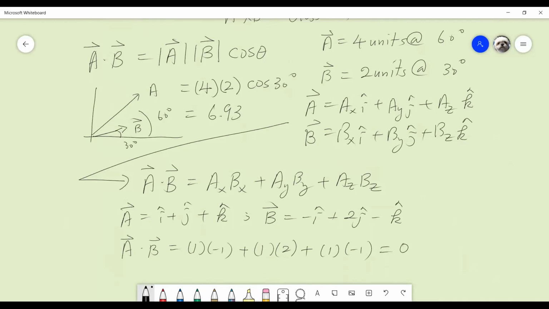They're perpendicular, right? Why are they perpendicular? If the dot product is 0, then the angle between them has to be 90 degrees. The only way you get a cosine of 0 is if they are perpendicular, 90 degrees, or 270, right? You got it?